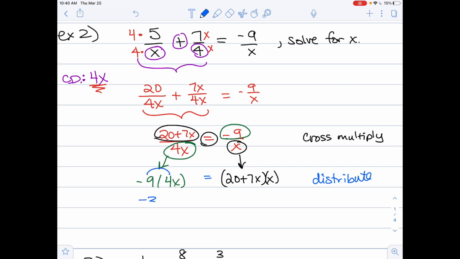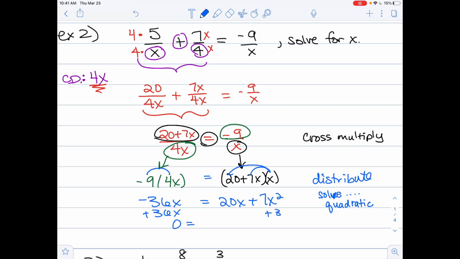So we go negative 36x on this side. Distribute the x to both of these, 20x plus 7x squared. So now we're going to solve, but remember, this is an x squared, so we're going to solve the quadratic, which means we need to get everything over to the same side so that it's equal to 0. So we end up with 7x squared plus 36x plus 20x.